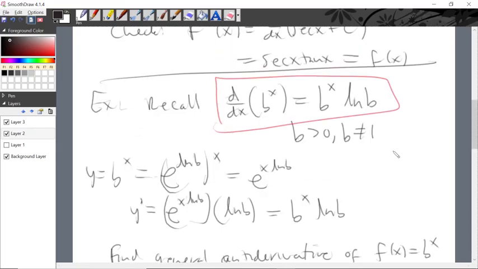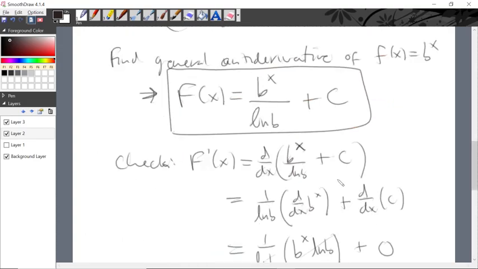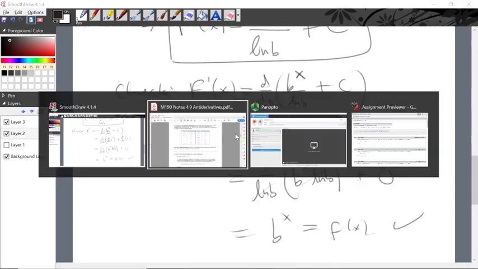So that would be true for any base b that is greater than 0 and not equal to 1, even for e to the x. Because for e to the x, the natural log of e is just equal to 1. So the derivative of e to the x is e to the x times 1, which is e to the x. So the antiderivative of e to the x would be e to the x divided by 1, which is just e to the x, and then plus c to get the family, the general family of antiderivatives.